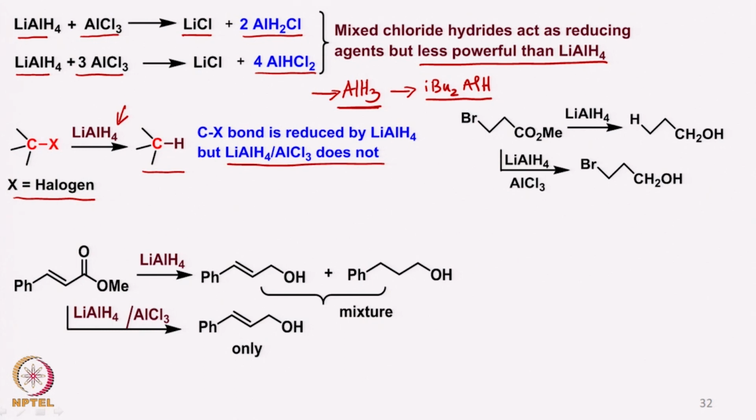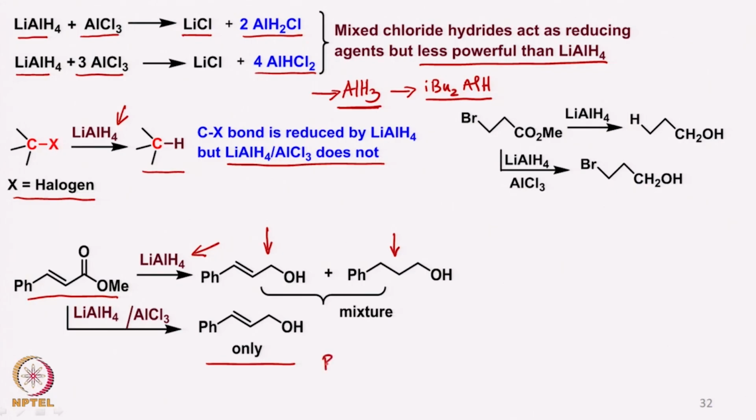On the other hand, for example, if we take an alpha beta unsaturated ester of this type and we use lithium aluminum hydride as a reducing agent, we can easily get a mixture of this allylic alcohol and saturated alcohol, where this is somewhat larger in measure than this, but the reduction gives a mixture of both. On the other hand, when lithium aluminum hydride is used along with aluminum chloride, only this is formed.